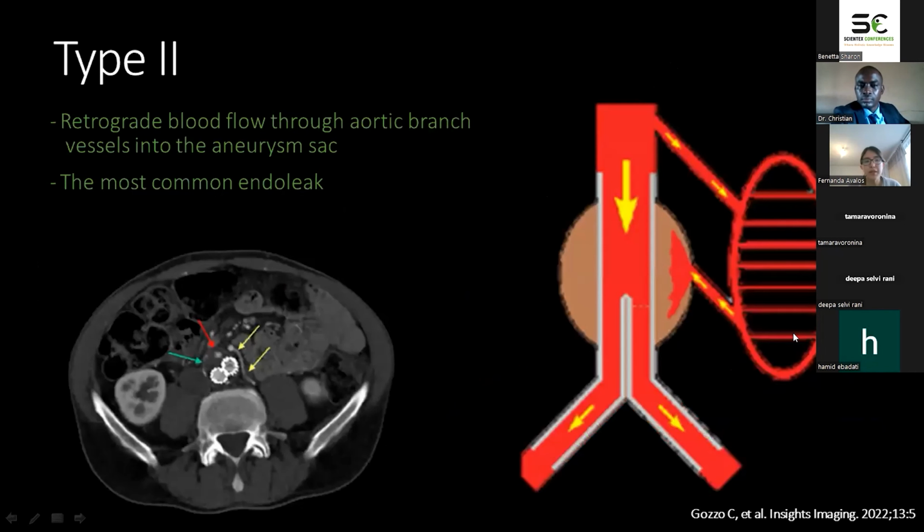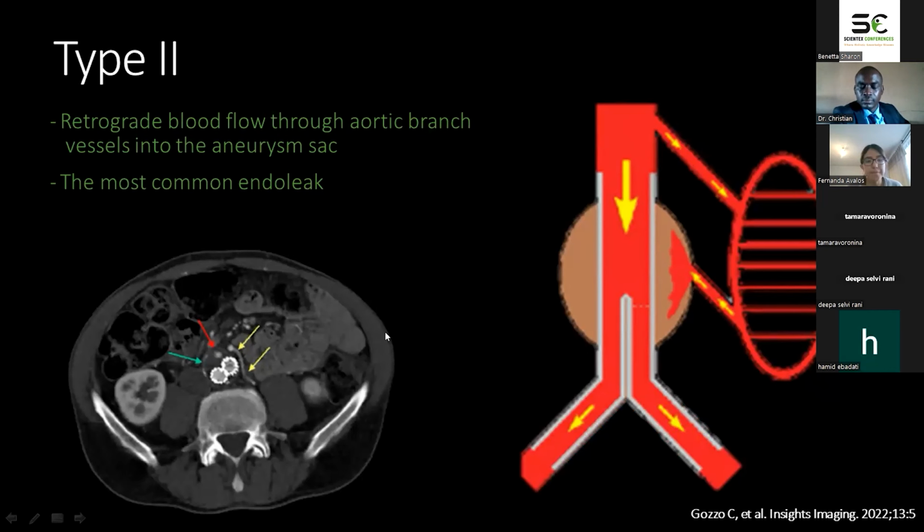Type 2, as I told you, is the most common. So here we have a retrograde blood flow from lumbar arteries and mesenteric arteries to the aneurysm sac. For example, we can see here is our aorta. Here we have the superior mesenteric, the intestine, and with the inferior mesenteric artery, we have a retrograde blood flow.